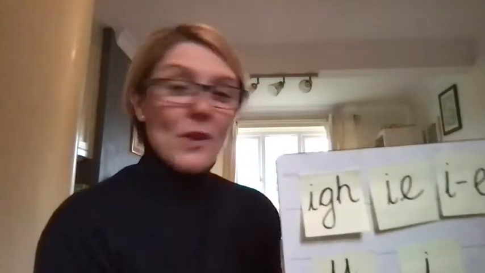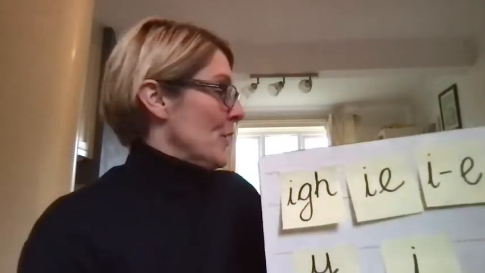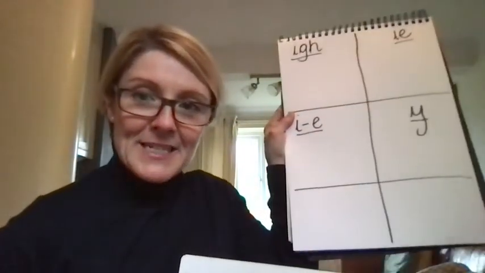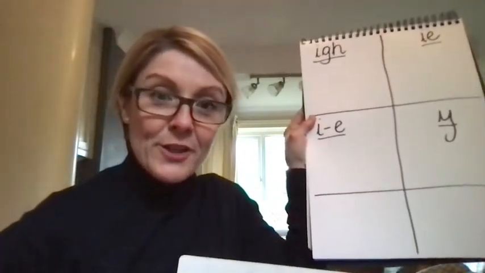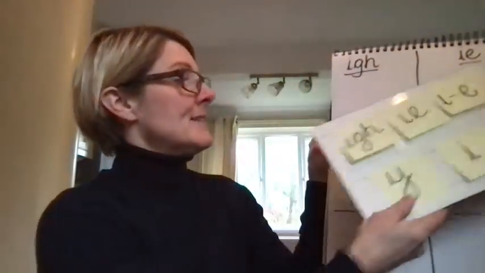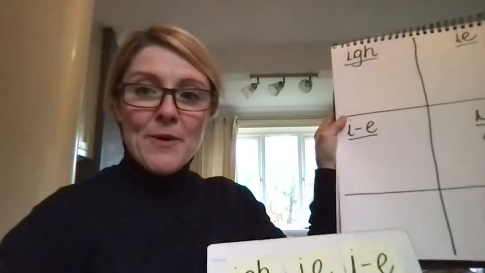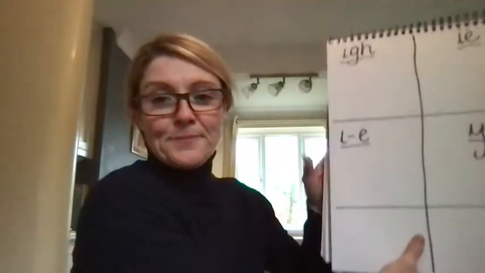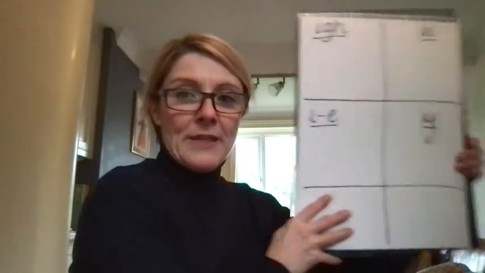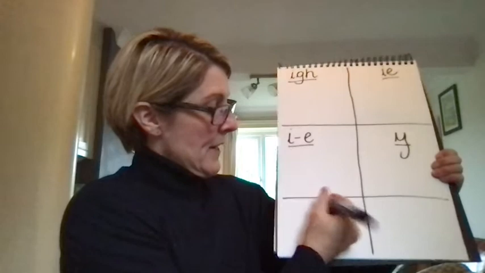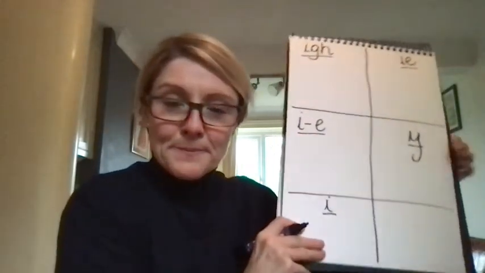So for today, we're going to need a piece of paper split into sections. So you're going to need the 4 that we know already as headings on your piece of paper, and then we're going to put the last one. There we go. We're going to put some I words at the bottom.